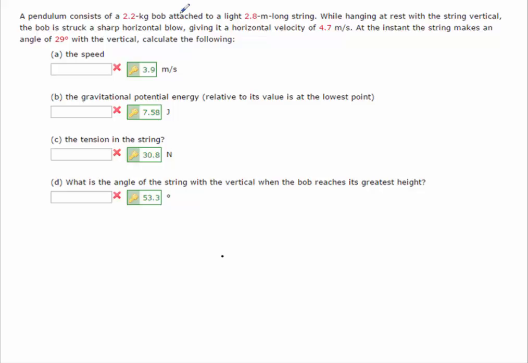We want to find out what the speed is. We also want to find the gravitational potential energy relative to its value at the lowest point, the tension of the string, and what is the angle of the string with the vertical when the bob reaches the greatest height.